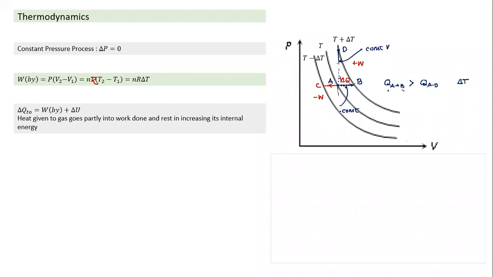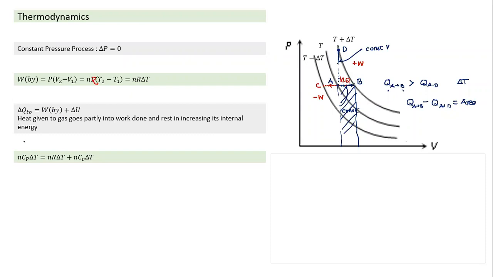And what is the work done from A to B? It is the area under the curve. So if I write the difference in heat given, A to B minus heat given to carry out the process from A to D, that would be equal to the area under it. So let's understand: heat given to the gas goes partly into work done and the rest is increasing its internal energy. That's why this heat is more. Same delta T, and if this term is more, of course Cp has to be more than Cv.